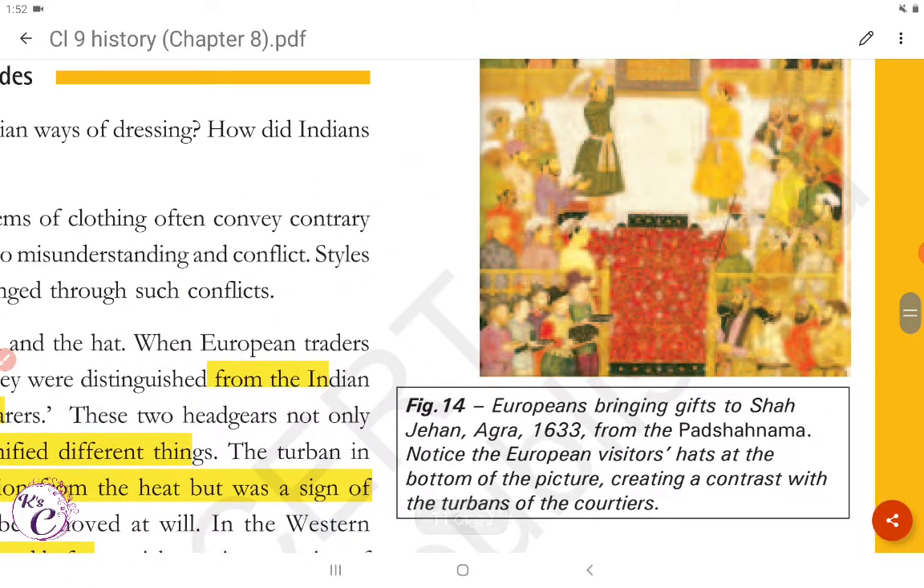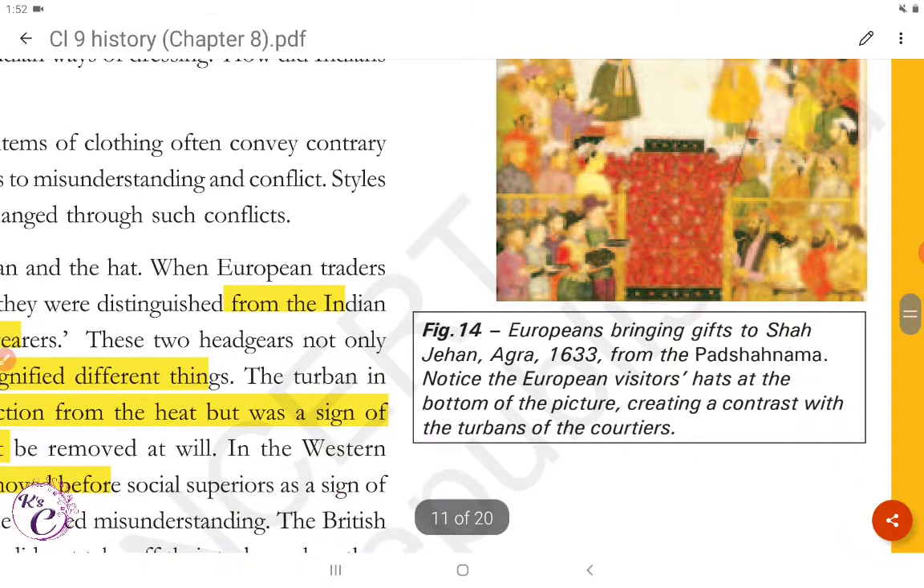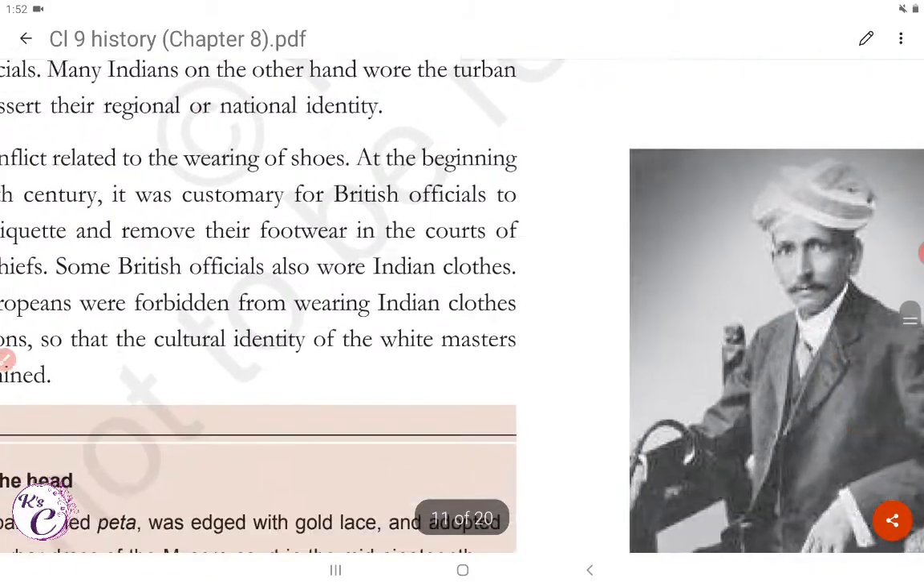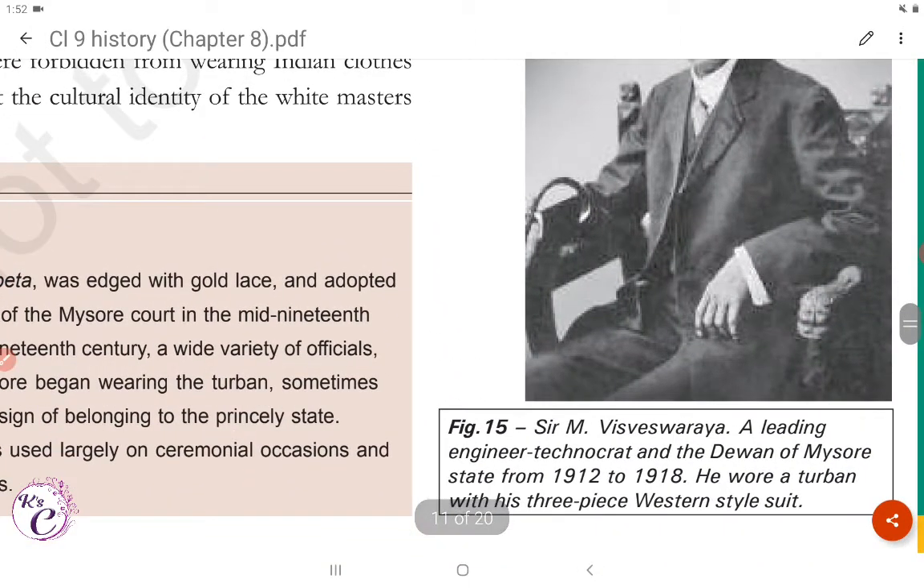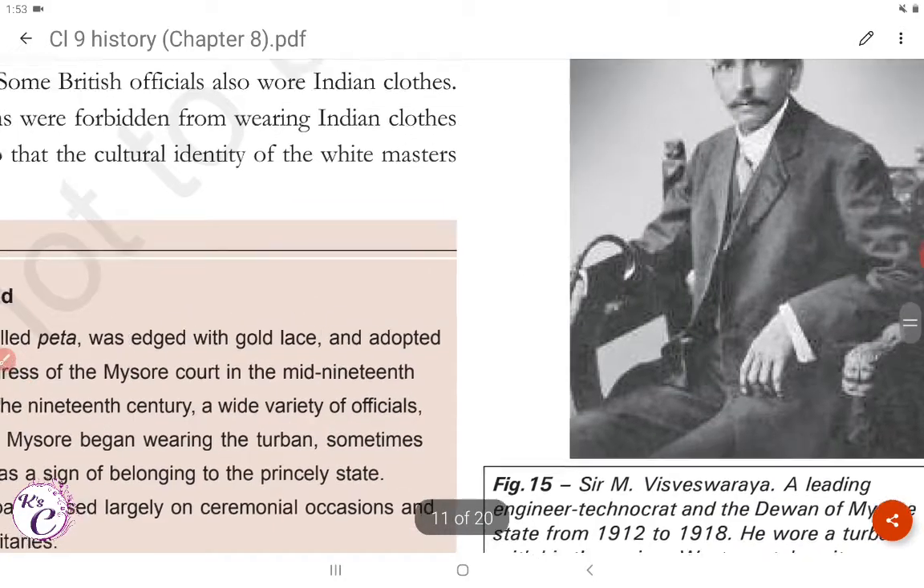Here we have figure 14. Europeans bringing gifts to Shahjahan, Agra, 1633, from the Padshahnama. Notice the European visitors' hats at the bottom of the picture, creating a contrast with the turbans of the courtiers. We have here another figure. Figure 15. Sir M. Vishveshwaraya, a leading engineer, technocrat, and the Diwan of Mysore state from 1912 to 1918. He wore a turban with his three-piece Western-style suit.